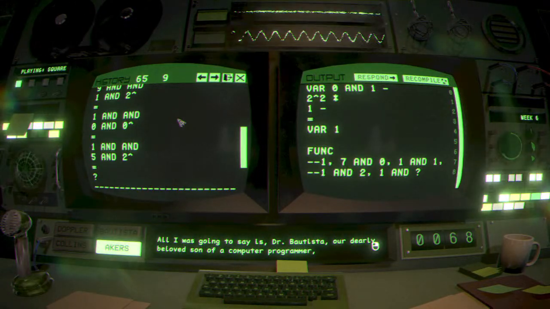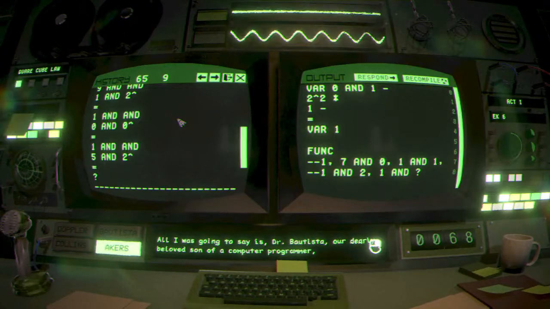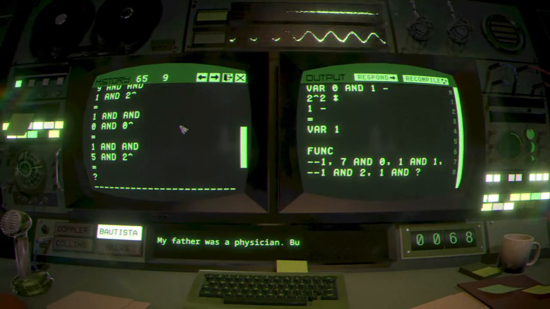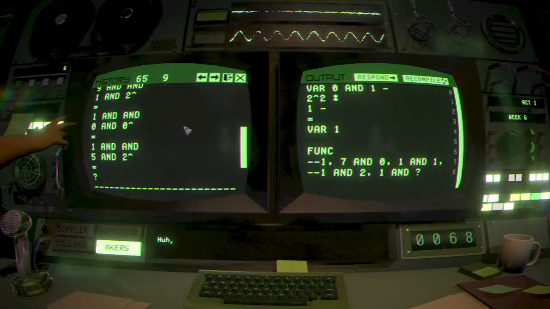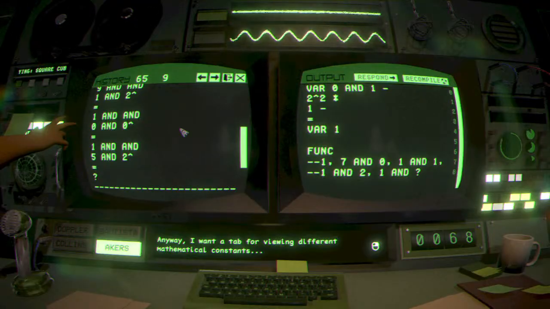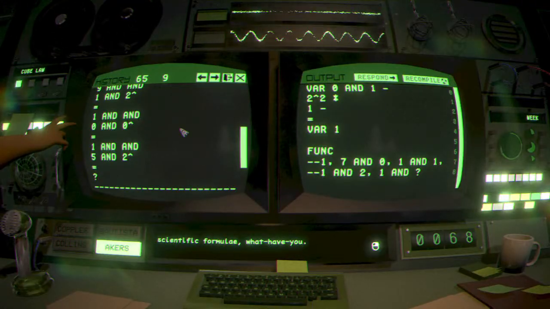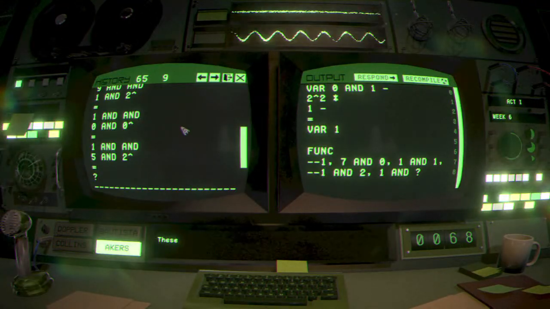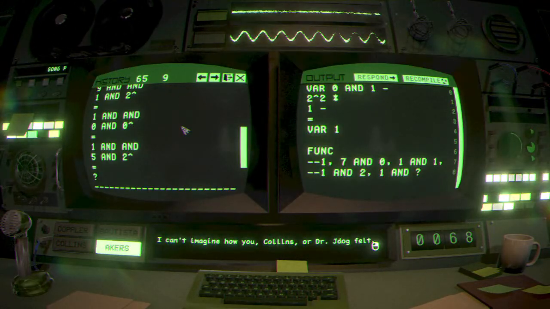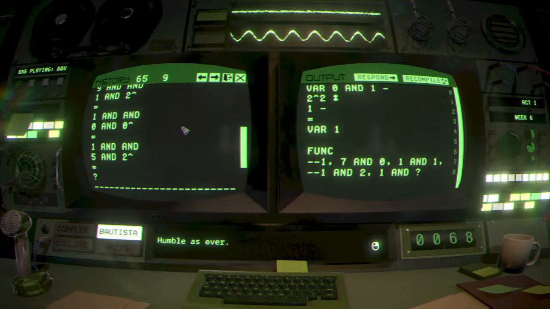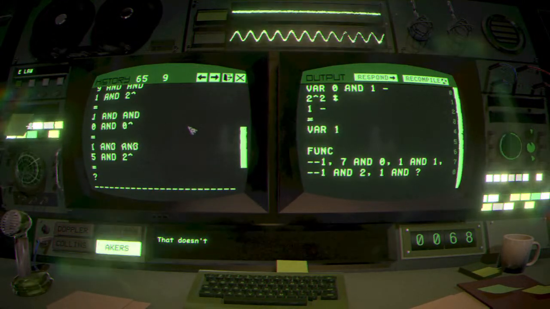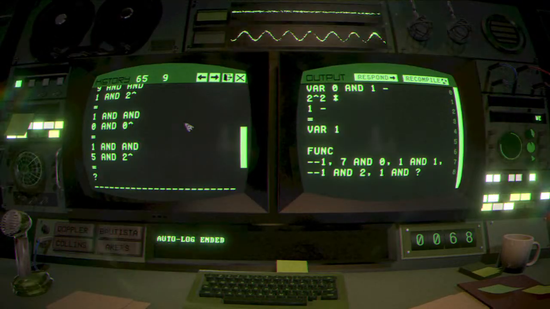All I was going to say is, Dr. Batista, our dearly beloved son of a computer programmer, I think we are in the service of an info tab. My father was a physician, but I am listening. Huh, didn't picture that. Anyway, I want a tab for viewing different mathematical constants, scientific formulae, what have you. A reference tab of sorts. These past few transmissions, even I was a little stuck. I can't imagine how you, Collins, or Dr. J-Dog felt. Humble as ever. So, what do you think? You occasionally have a good idea. That doesn't feel like a compliment, but I'll take it.